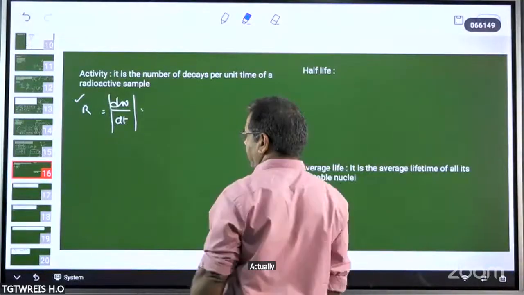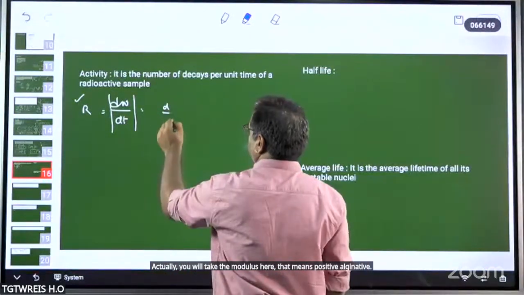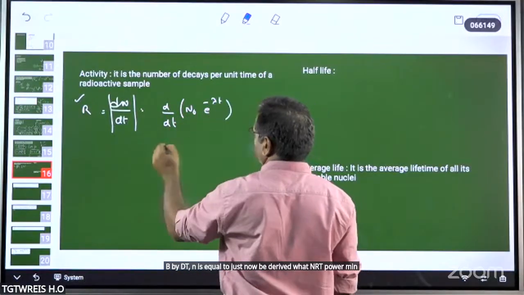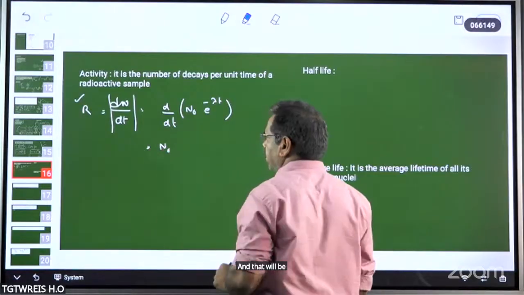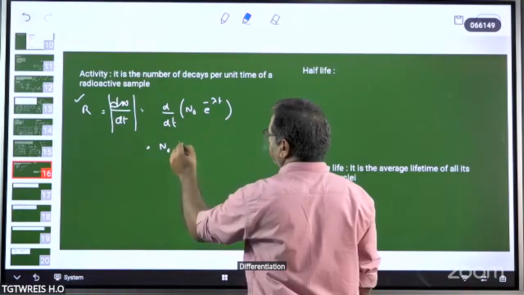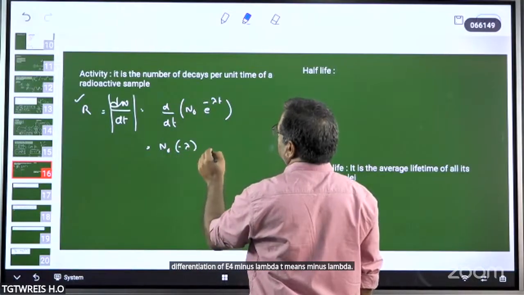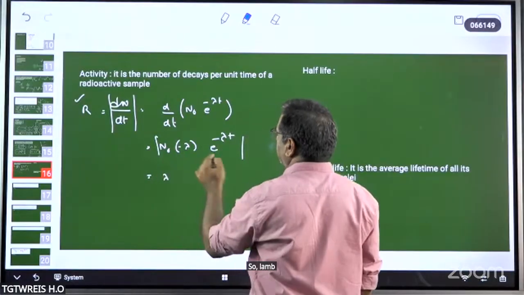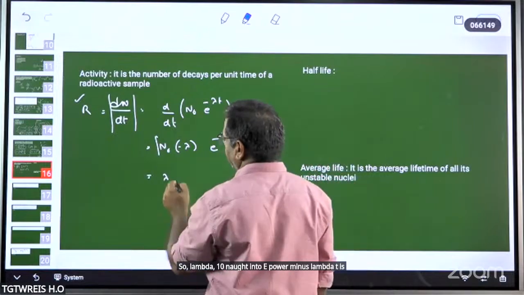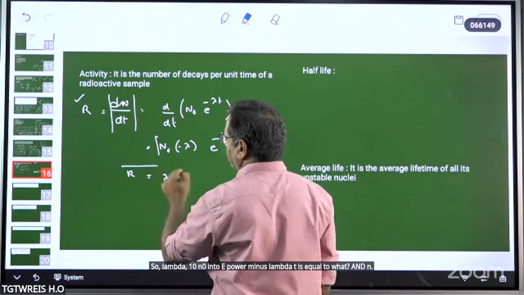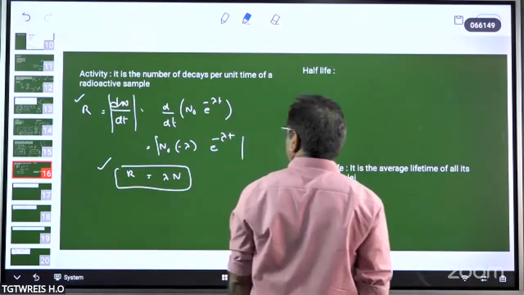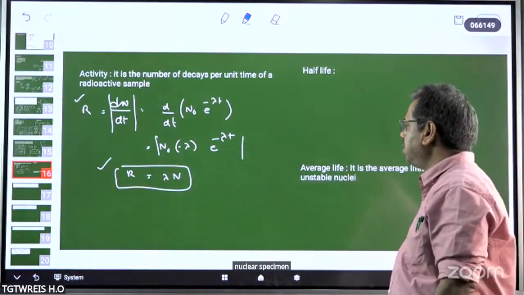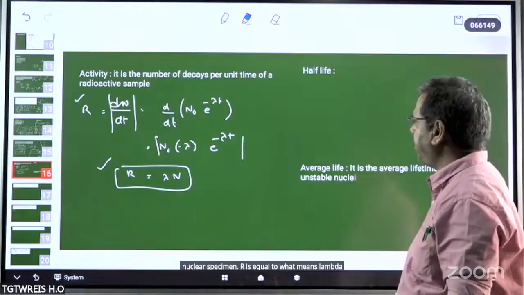Actually, you will take the modulus here, that means the positive value will be taken. d by dt of N, where N is equal to, just now we derived, N naught e power minus lambda t. N naught will come outside. Differentiation of e power minus lambda t means minus lambda e power minus lambda t. So lambda N naught into e power minus lambda t is equal to, again, N. So the activity of a given nucleus specimen R is equal to lambda N. It is also very, very important.